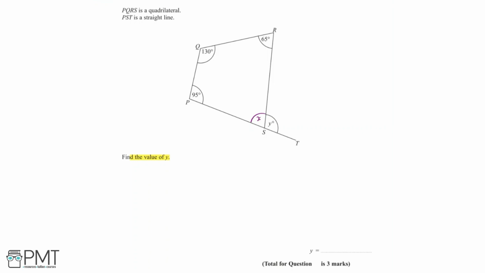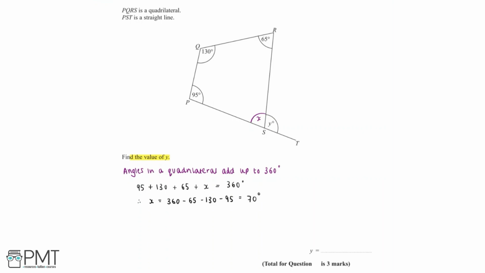We know that angles in a quadrilateral add up to 360 degrees. And so we can say that 95 plus 130 plus 65 plus x is equal to 360 degrees. So we can rearrange and say that x is equal to 360, take away 65, take away 130, take away 95, which is equal to 70 degrees. And so we found that x is equal to 70 degrees, which we can label on our diagram.